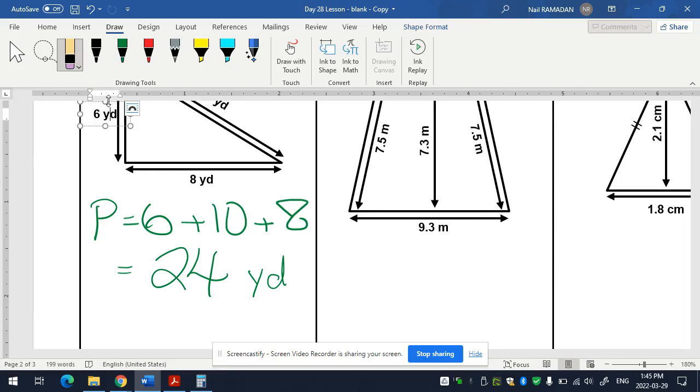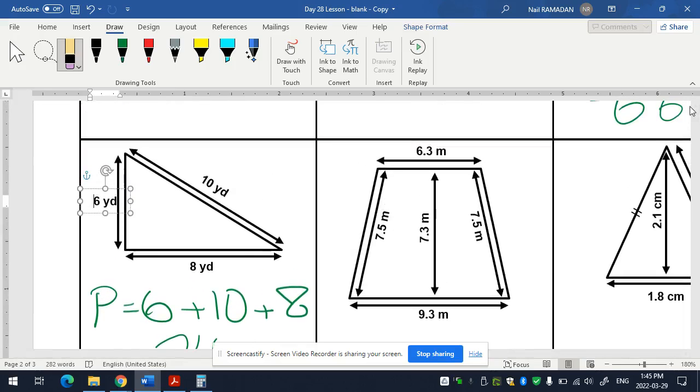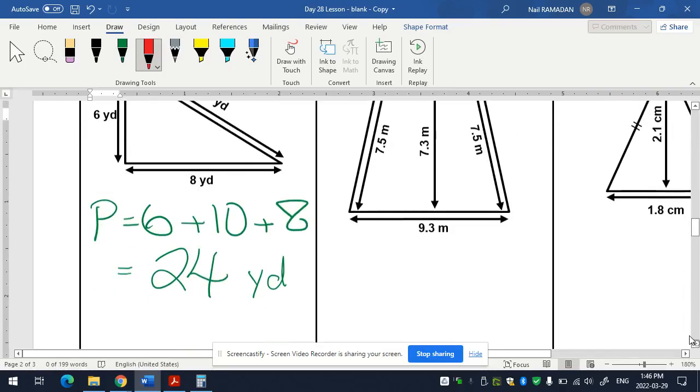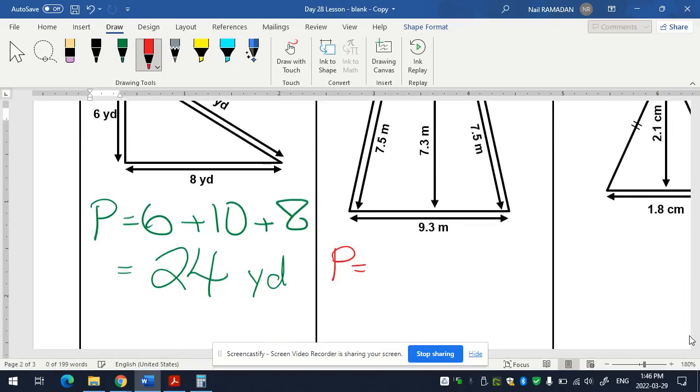Perfect. Okay, does anyone remember, this is a trapezoid, by the way. Does anyone remember what we call this shape? Is this shape a rectangle? No way. It's not a rectangle. So P equals 6.3 on top. Doesn't matter how you do them, as long as you run through all four of them. 9.3 plus 7.5 on the left plus 7.5 on the right.